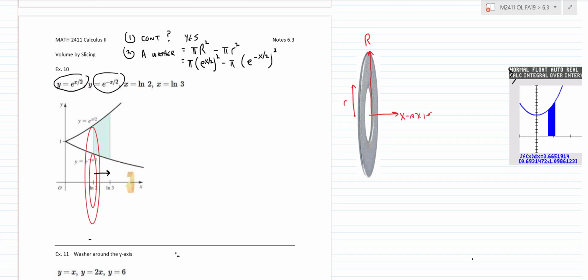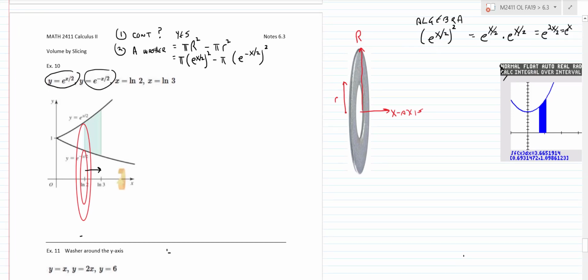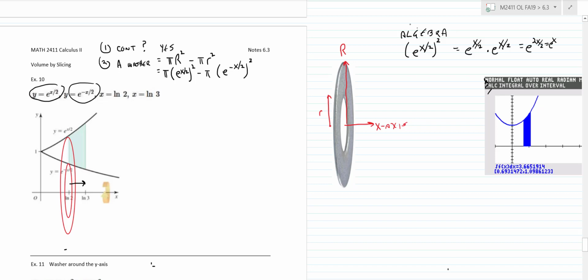Here's the first thing I want to do over at the side, a little algebra. We have e to the x over 2, squared. There are two ways to look at this. One way is you're multiplying something by itself, so you add the exponents. That would be e to the 2x over 2, so that's e to the x. The other way is to multiply the exponents. A little algebra background: if you raise x to the third to the fourth, you have x to the 12th, right? So this gives pi times e to the x.